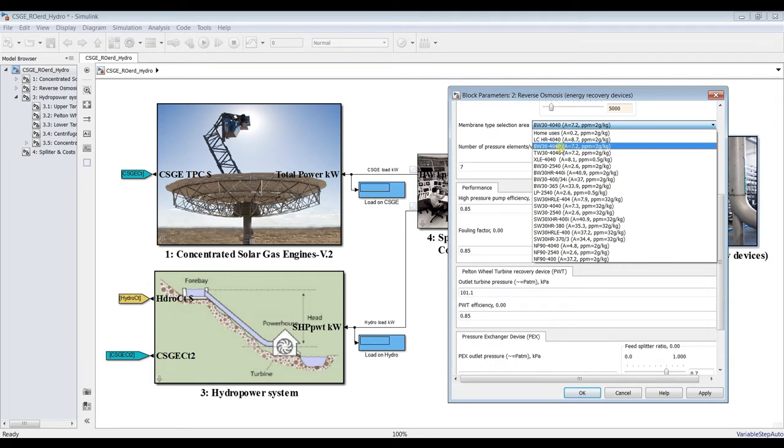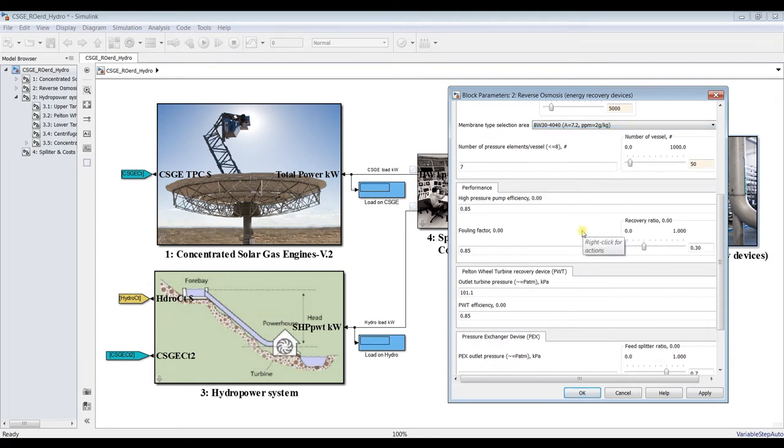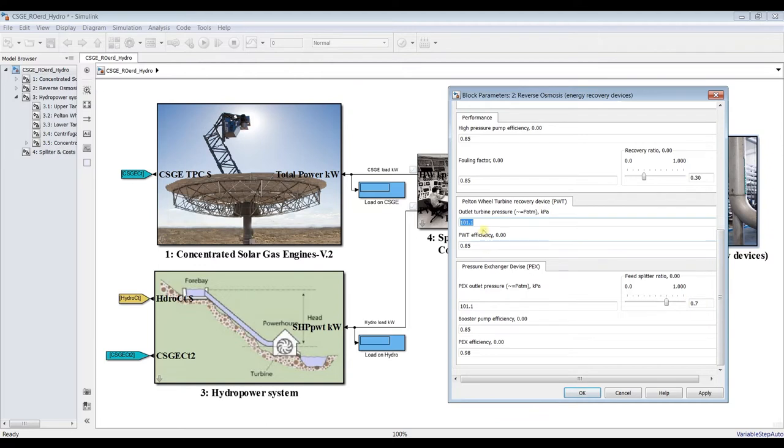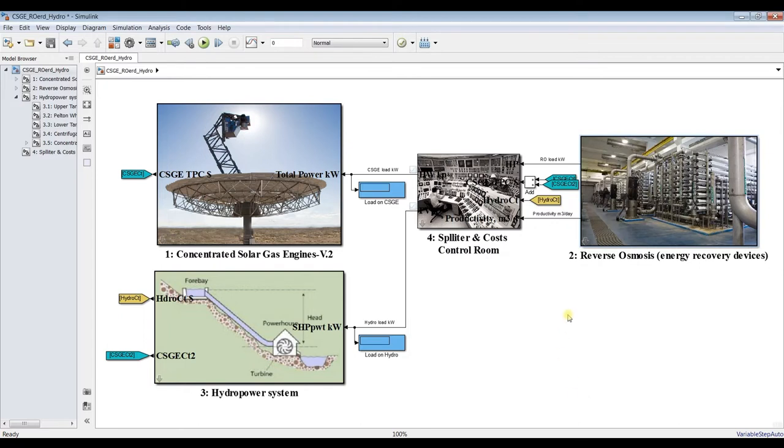You can choose your membrane type. Suppose I'm going for brackish water, so I have to choose this one. And the recovery ratio is around 30. This is for the filtered drive. For the pressure exchanger, this is your outlet pressure, booster pump efficiency, and pressure exchanger efficiency. And this is a split feed before going to the high pressure pump. This is the splitter efficiency, and this is the splitter ratio. We demonstrated this before, so I'm not going to stay here for long.